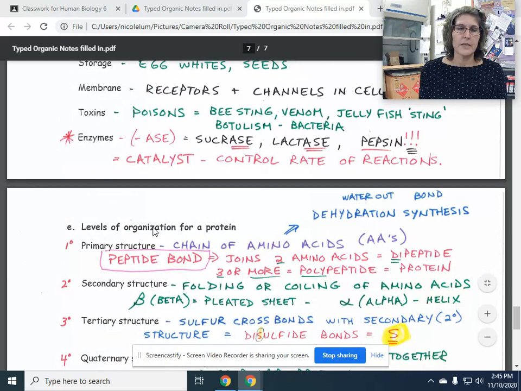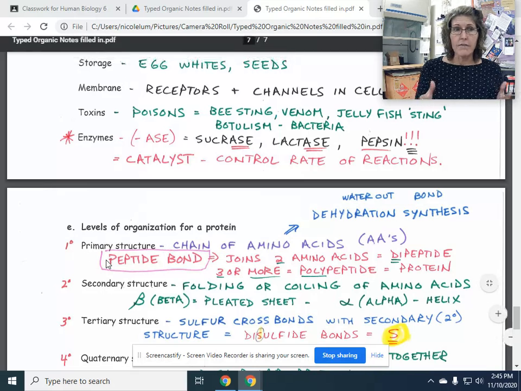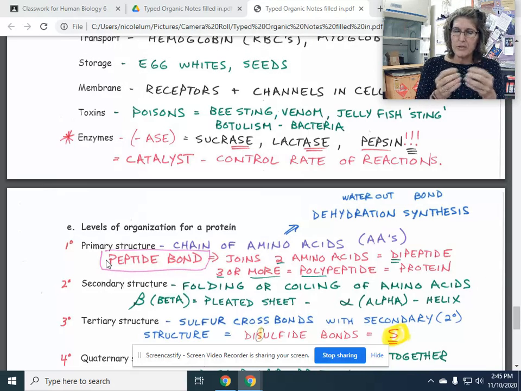So, levels of organization. There are 4 levels of organization depending upon the size of that particular protein. Remember I said your smallest protein is about 50 amino acids. Well, that's going to be kind of your primary structure. So with our levels of organization, that primary structure is just a chain of amino acids.